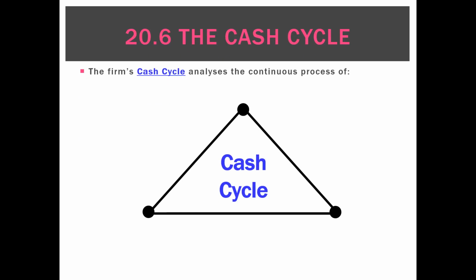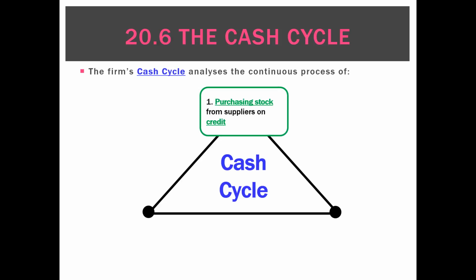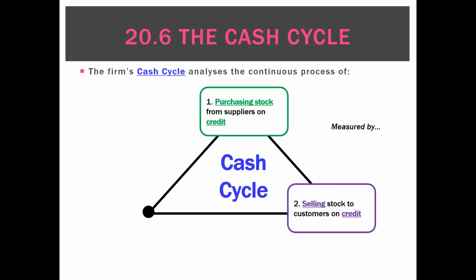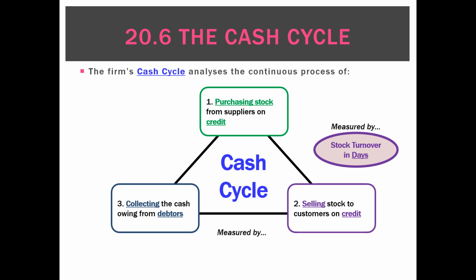So looking at how a business works, the cash cycle simply looks at the way a business runs in that it buys stock from suppliers on credit. It then sells that stock to customers, and we measure that with our stock turnover ratio in days. For a lot of those customers, there'll be sales that have been made on credit. So we measure that time it takes to collect those amounts with our debtors turnover, and together that whole process is called our cash cycle.